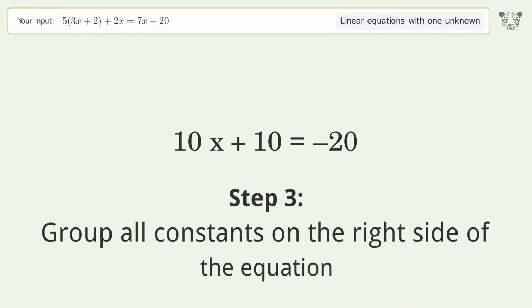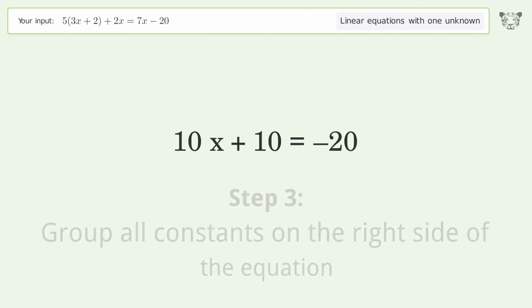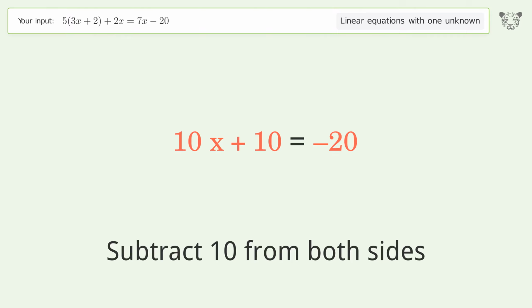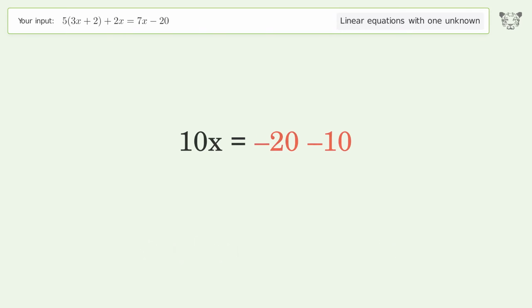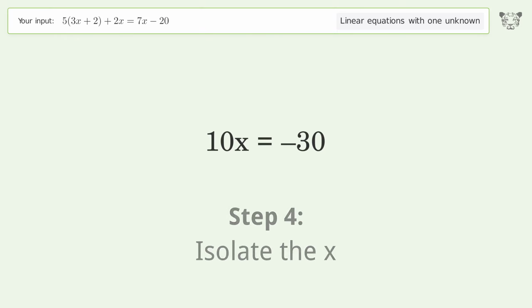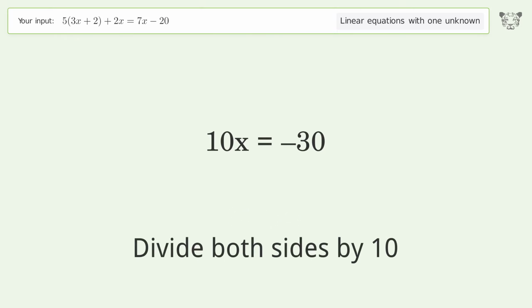Group all constants on the right side of the equation. Subtract 10 from both sides. Simplify the arithmetic. Isolate the x. Divide both sides by 10.